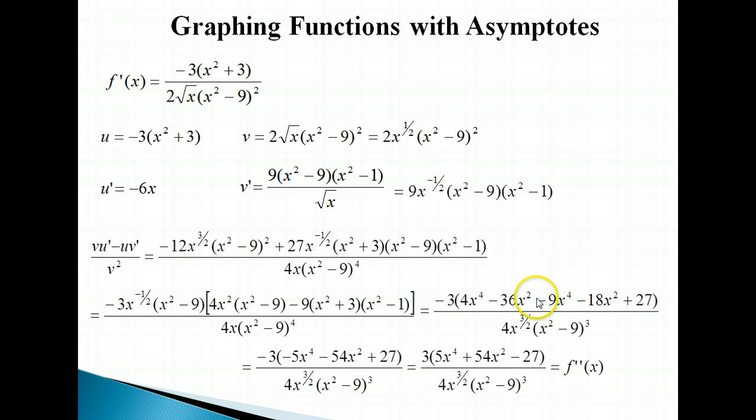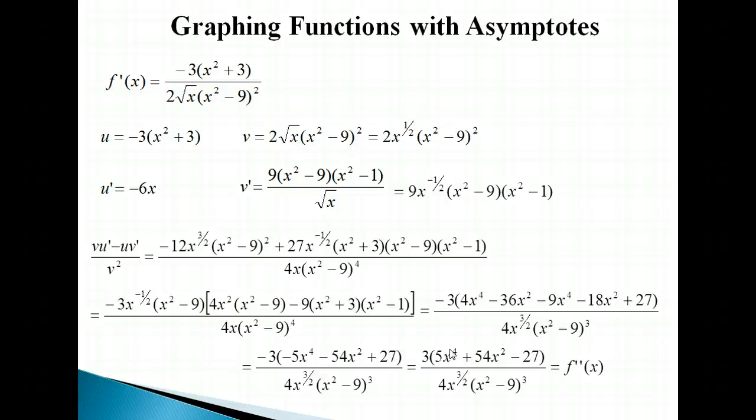Then what I did was I combined like terms in these brackets here, so I'm left with negative 5x to the 4th minus 54x squared plus 27. And then since I had so many negatives, I went ahead and distributed the negative back into the parentheses here. So I got this as my second derivative. If we're going too fast here, just go ahead and pause your video and come back to it in a few minutes.